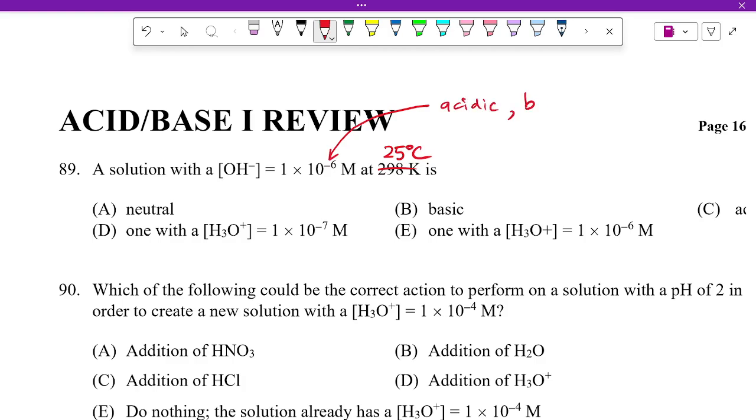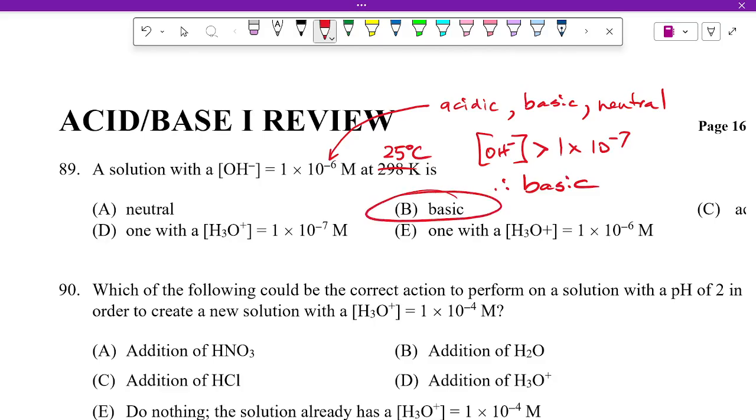Acidic, basic, or neutral? Yeah, the concentration of OH minus is greater than 1 times 10 to the negative 7. So therefore, it's going to be basic, and therefore our answer is B. I apologize for that Kelvin there. I'll have to fix that.